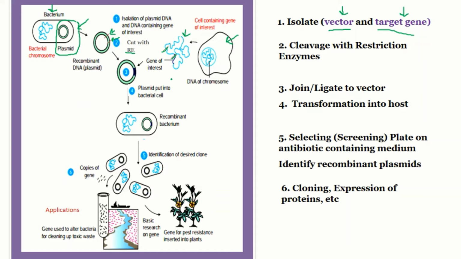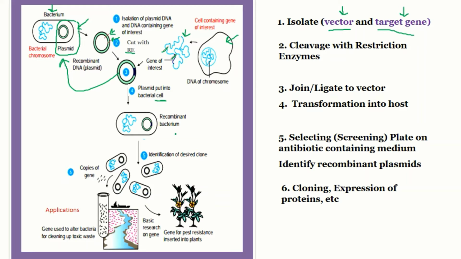Step number 4, transformation into the host. Now a plasmid cannot propagate on its own. It needs to go back to a bacterial cell. So we need to do what we call transformation by putting a plasmid into a bacterial cell. So this is a recombinant plasmid. We need to put it into a host, which is a bacterial cell. That is what we call transformation. And this is how our recombinant bacterium will look.